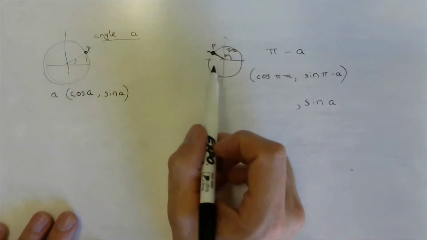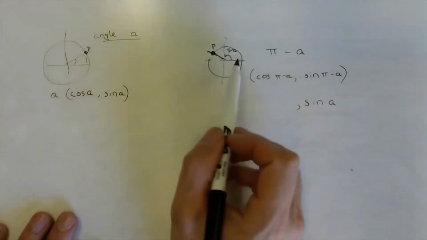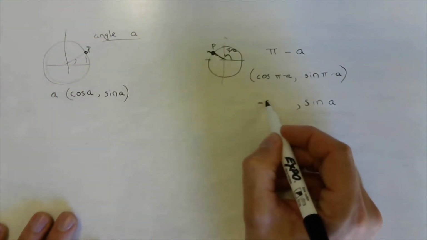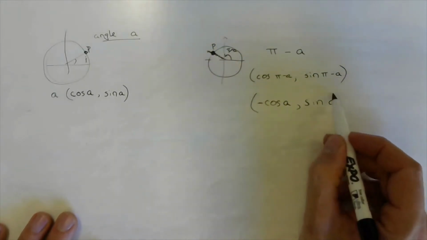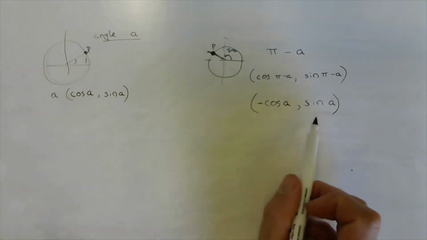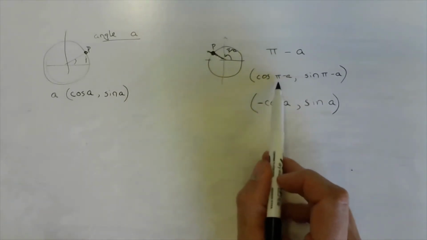What would you say about the x coordinate? Well, it's simply the opposite. It's just on the other side of 0. So it is negative the cosine of a. Right? And so you have another name for this coordinate.